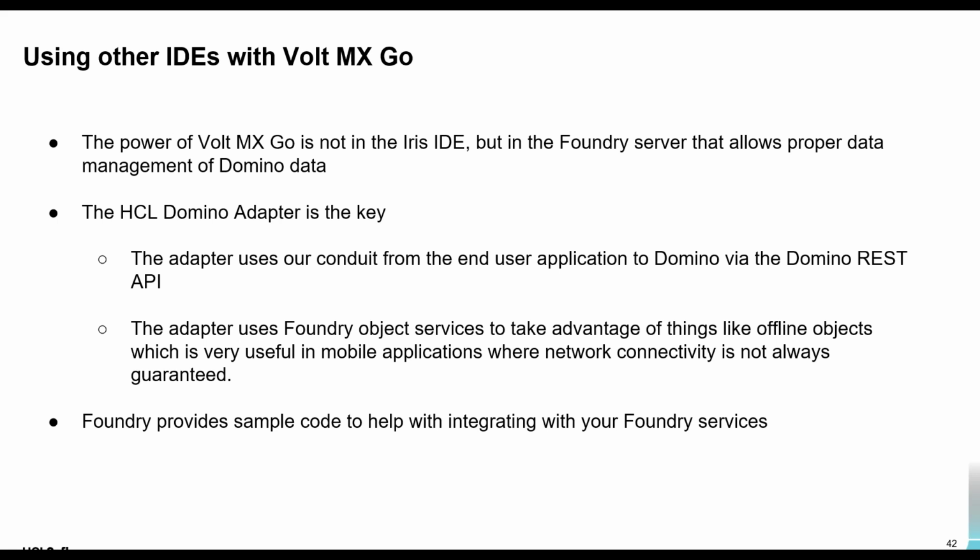Along with that, inside of the object services, you can interpolate with any other object services that you've defined. So if you have other backends, web services, SAP, relational databases, you can do all that stuff within Foundry to integrate things together to make a much more powerful application than with Domino alone. And we provide sample code to help you do this within both Foundry as well as our documentation.